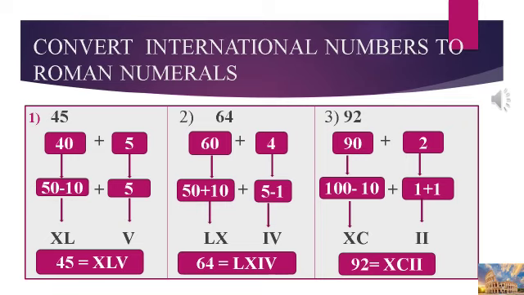In the first example, the number 45 can be expanded as 40 plus 5. 40 can be written as 50 minus 10, that is XL, and 5 equals V. Therefore, 45 can be written as XLV.